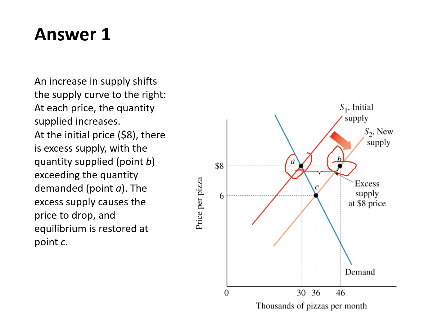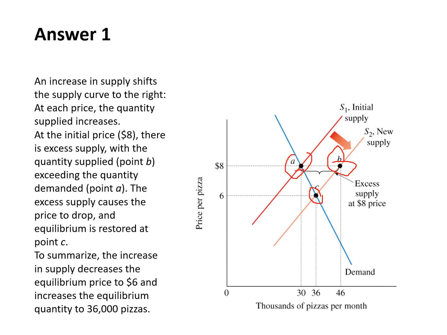The excess supply causes the price to drop. No one is buying, and the product will remain on the shelves. No one will buy, so as a result, this will be costly for them. So over here, what will happen? The price will start to drop till it reaches the new equilibrium point, which is point C. Equilibrium is restored at point C. To summarize, the increase in the supply decreased the equilibrium price to 6 and increased the equilibrium quantity to 36.